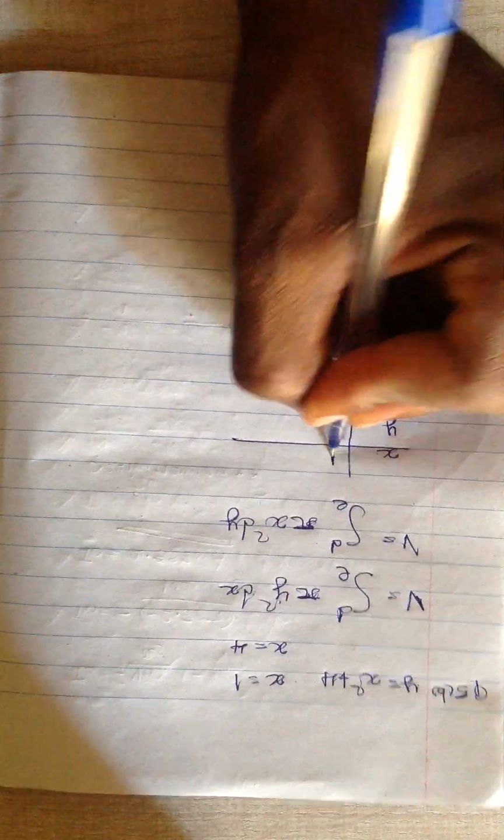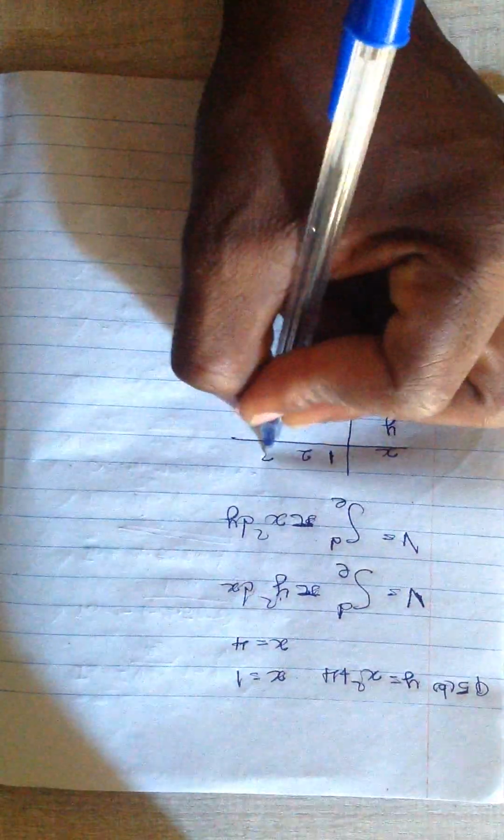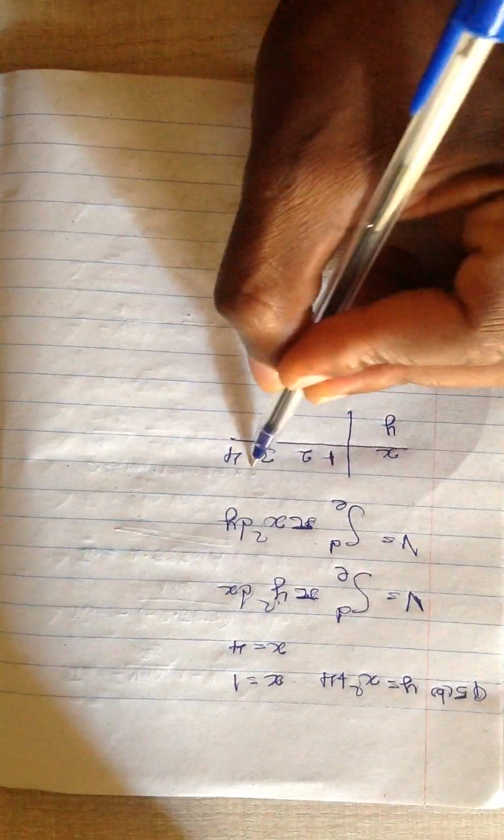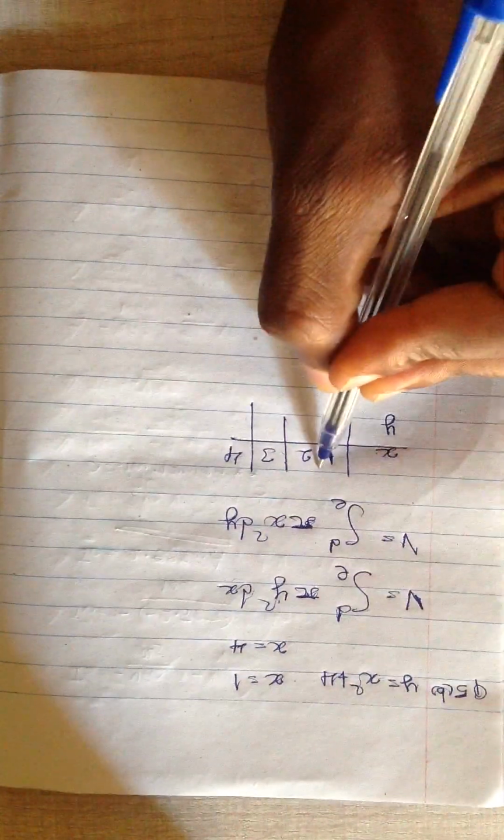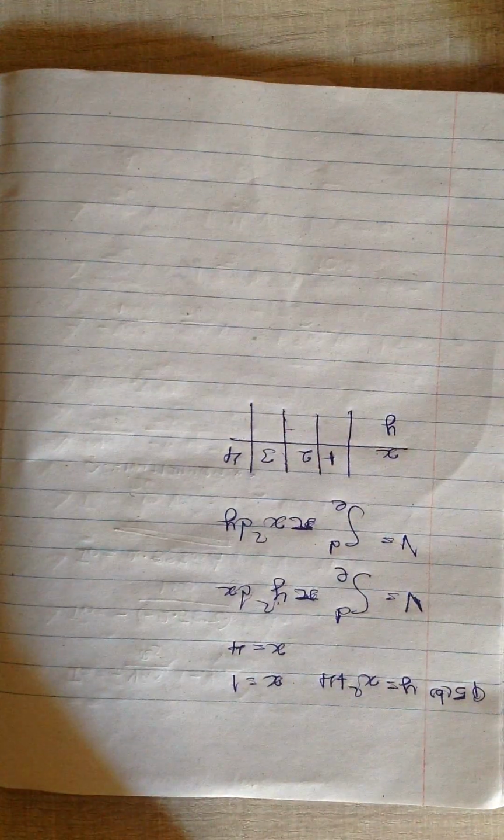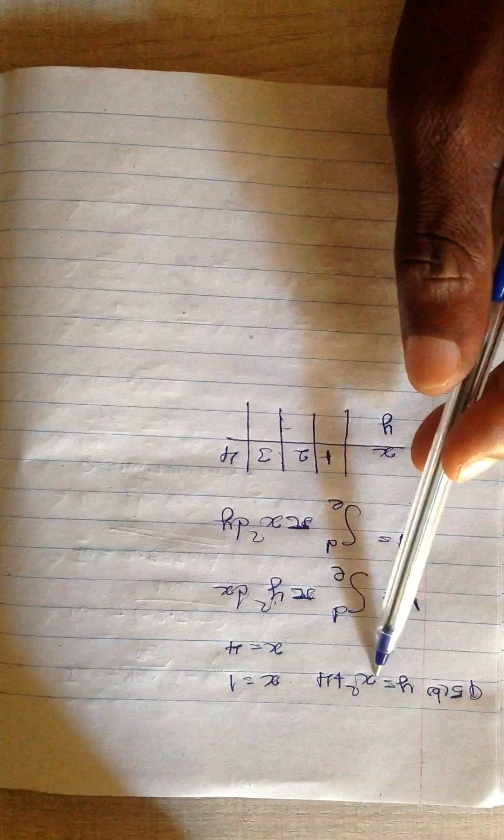So from 1, it will be 1, 2, 3, and 4 itself. From 1 to 4, this is the limit. Okay, let's try to come up with the values of y. For us to come up with the values of y, we've been given the equation: y is equal to x squared plus 4.